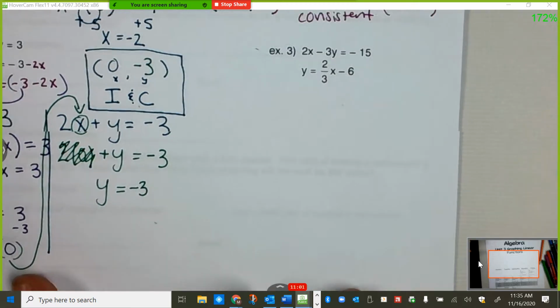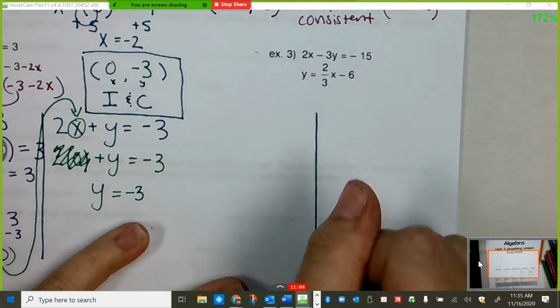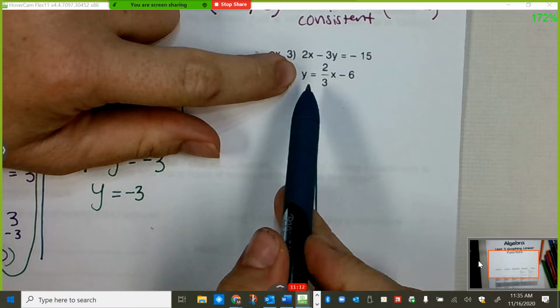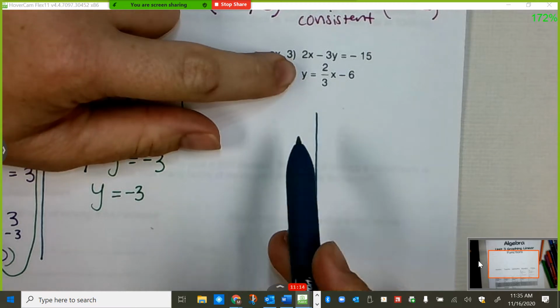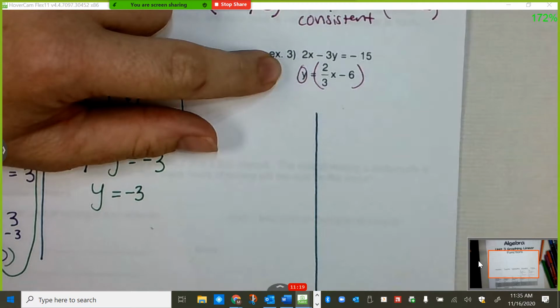Okay, let's look at example number 3. What do we like about this one right away? Doesn't it already have a letter by itself? Yes. So cool, we don't have to do anything to start it. We just have to go to the second.